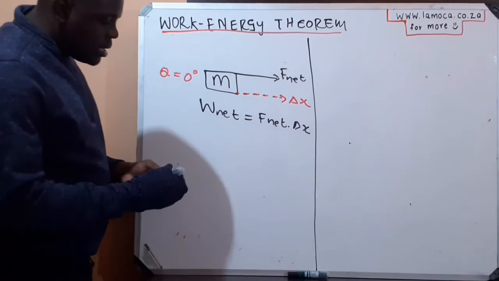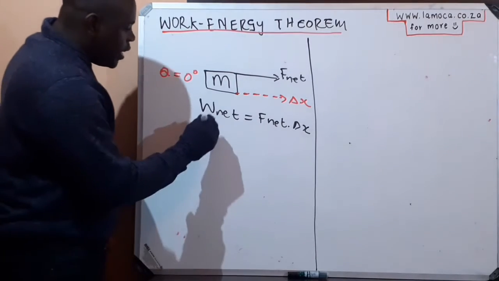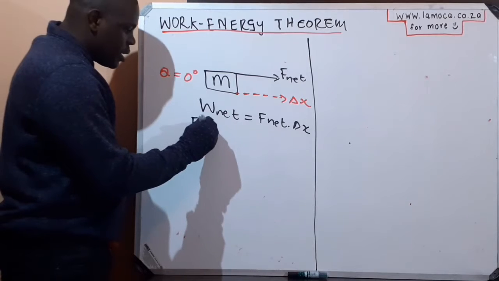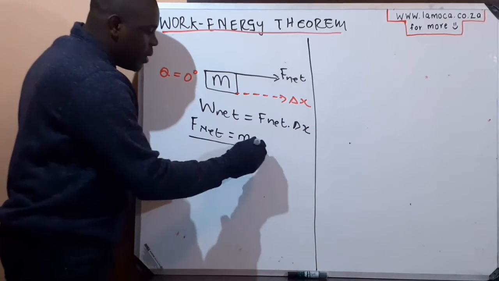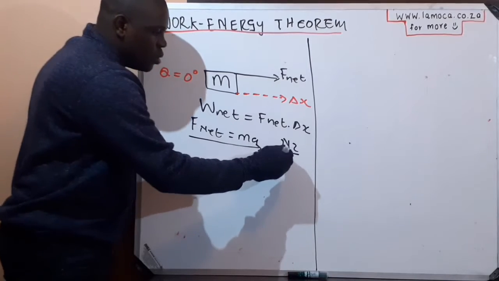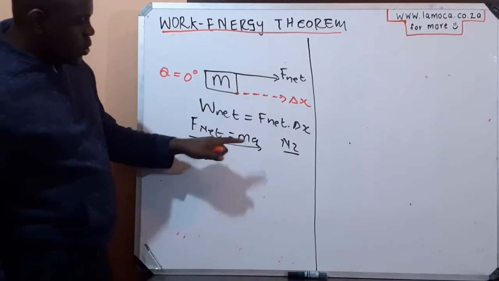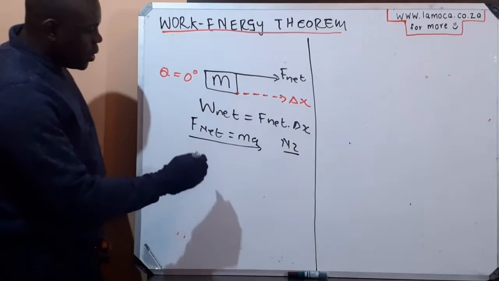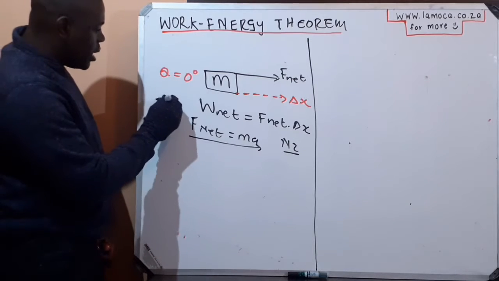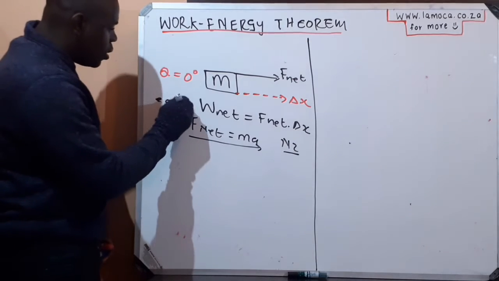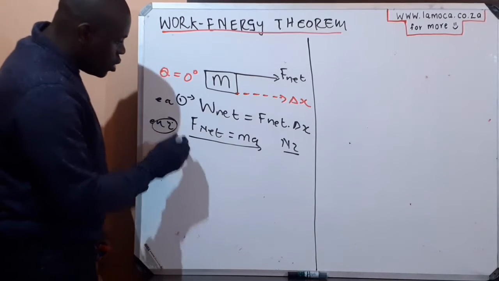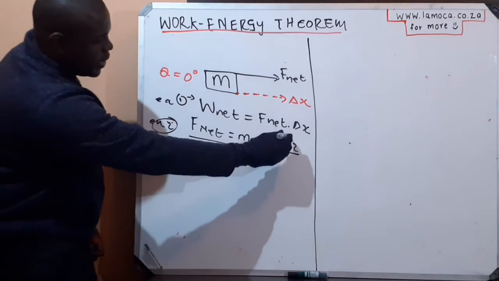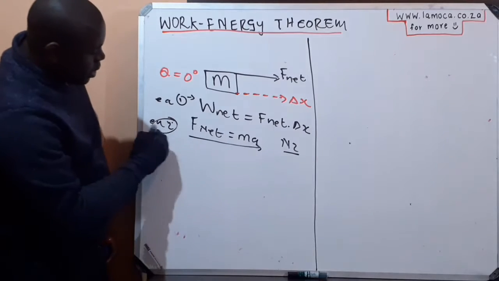Now, let's ask ourselves, the net force is equal to ma. This is our knowledge of Newton 2, to say that the net force is equal to mass times acceleration. So if I'm saying this is my equation 1, I'm gonna call this work net equation 1. Let's call this equation 2. So work net is equal to F net delta X. F net is equal to ma, equation 2.